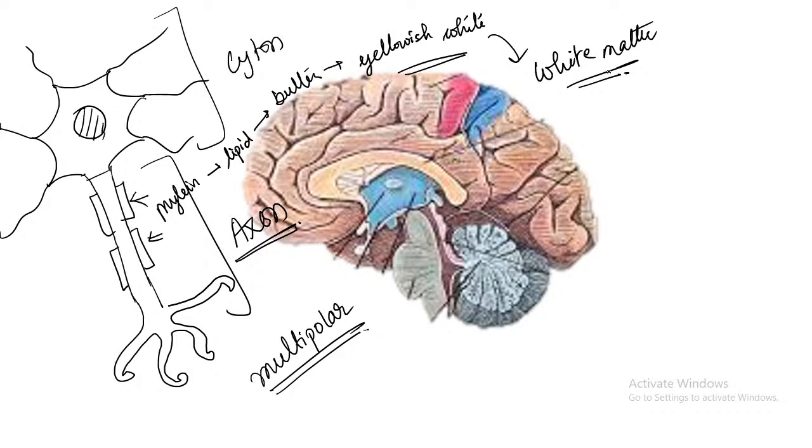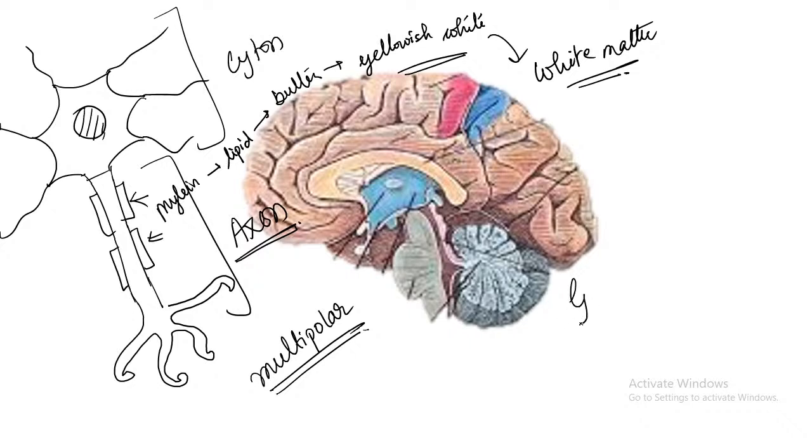Myelin sheaths are basically lipids. Lipids are basically butters that you eat, and butters are yellowish white in color. That means the myelin sheath is also yellowish white in color, and as the myelin sheaths are yellowish white, they give a yellowish white color to the axons, and as axons are yellowish white in color, they look white. And myelinated axons are white matter, cytons are gray matter.